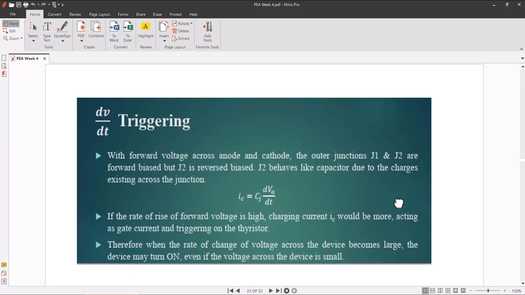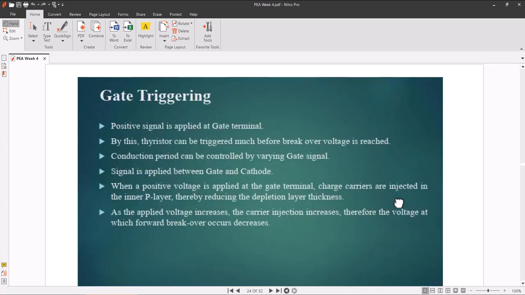So if there is a surge of voltage in the power circuit, then the thyristor can turn on. This is known as false triggering. Therefore, when the rate of change of the voltage across the device becomes large, the device may turn on even if the voltage across the device is small. The steady state voltage is small, but there comes a sudden spike of the voltage which will turn it on. So this must be avoided.